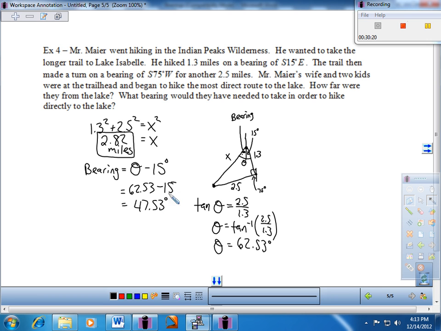Okay, not done yet. Don't box that up. That would mean that from here to here, again, is a rotation of 47.53 degrees. Now we just have to include where we started, which was the south axis. There's the numerical value on the rotation, everybody. And I went in a westerly direction. And so that's it. That would be the bearing to take from the trailhead directly, apparently, to Lake Isabel.